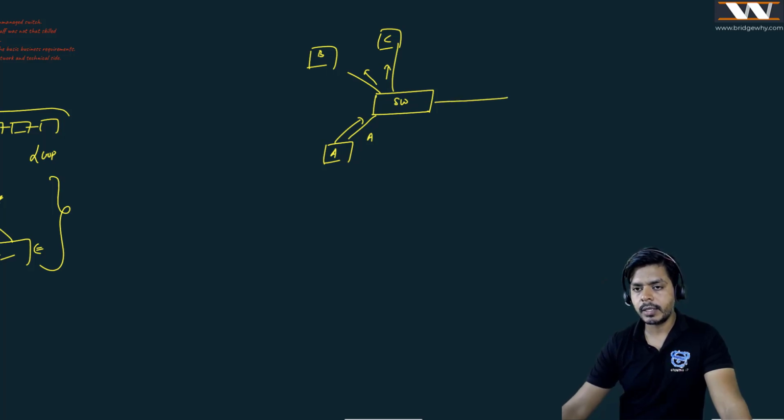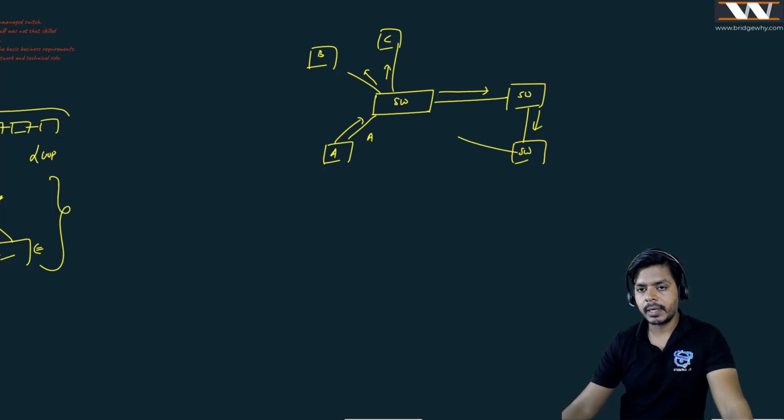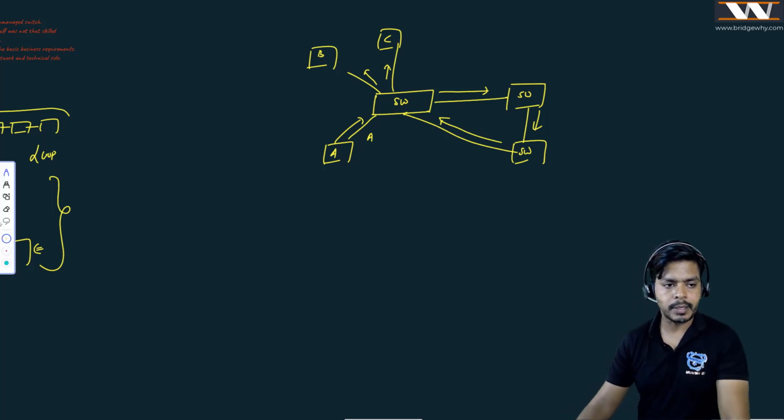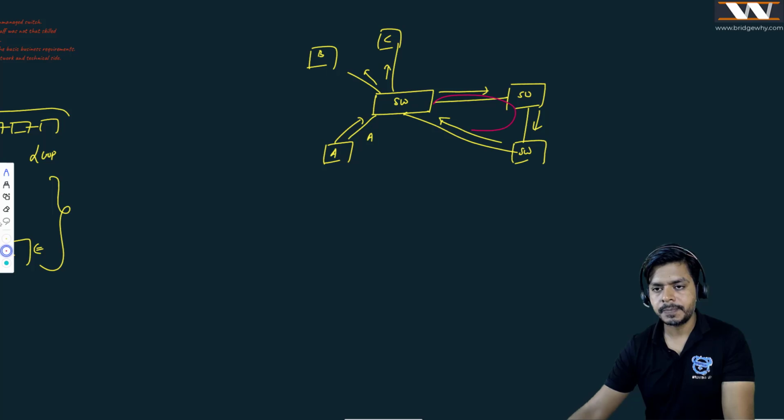And if we have another switch connected, then this broadcast message will be coming here. If we have another switch connected, this broadcast message will come here. And if we're connecting like this, then the broadcast message will be here too. It means that we are just creating a loop like this.